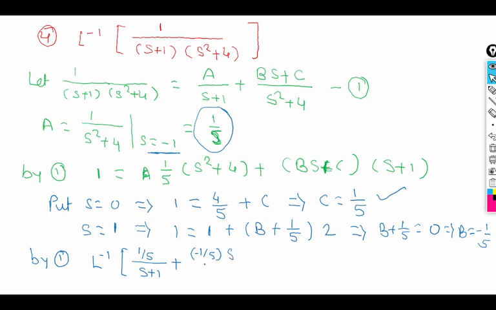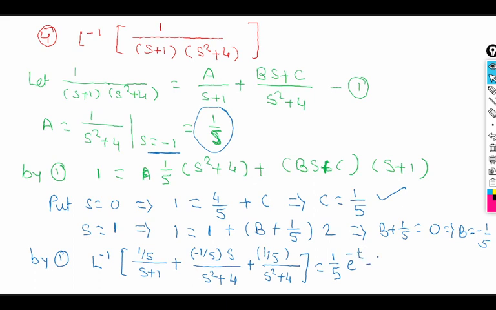If you take a separate division, you will get it better. So s square plus 4. So this is actually the value of B plus C. C is again 1 by 5 upon s square plus 4. The last step now: 1 by 5 is a constant, that is the value of A, and the inverse of 1 upon s plus 1 is e raised to minus t.